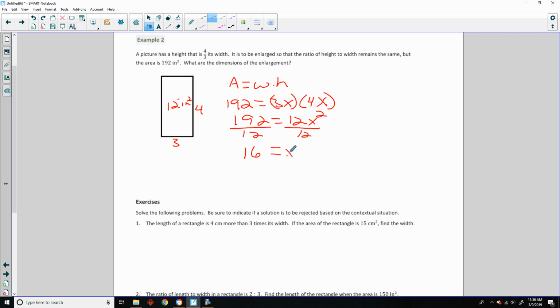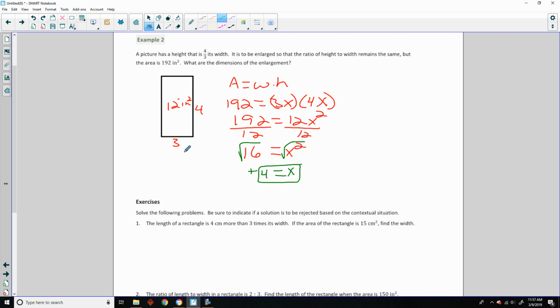Equals x squared. In order to solve a squared equation, we do the inverse. We want to take the square root of the variable and the constant. So x squared square root is simply x, and the square root of 16 is plus or minus 4. But we're talking about length here, so I'm going to ignore the minus answer. So the answer is x equals 4.